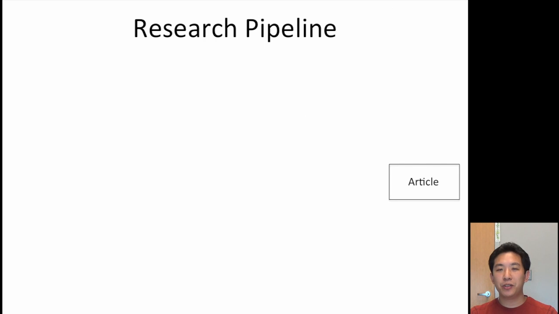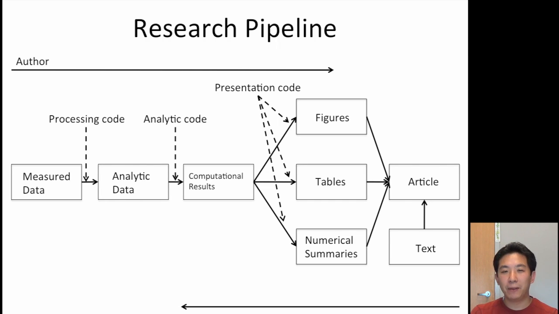So the basic issue here is that when you read an article in the literature, a research article, for the most part, what you get is the article, and you as the reader get nothing else. But of course, everyone knows behind the scenes that there was a lot that went into this article, and that's what I call here the research pipeline.